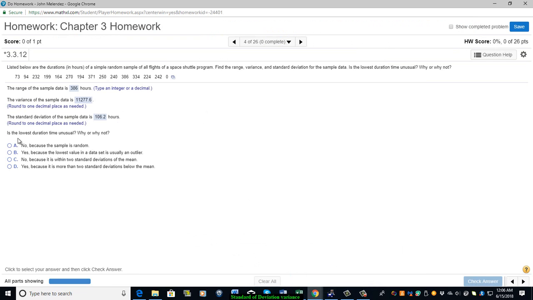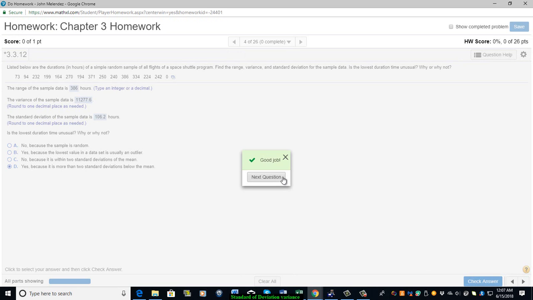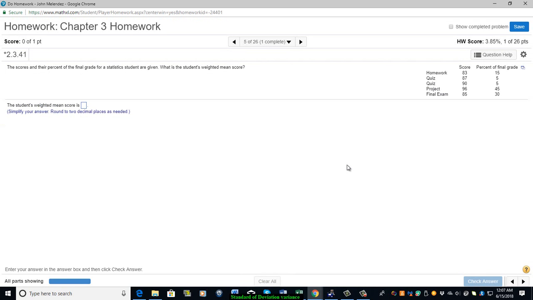So basically, is the lowest duration time unusual? Yes, because it is more than 2 standard deviations below the mean. Yes, that's the answer right there. And that gives us our answer right there. Okay.